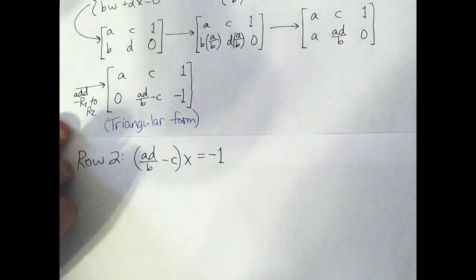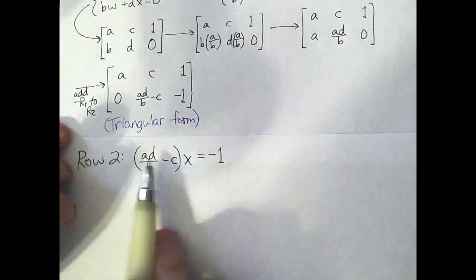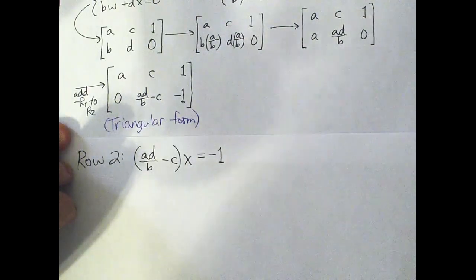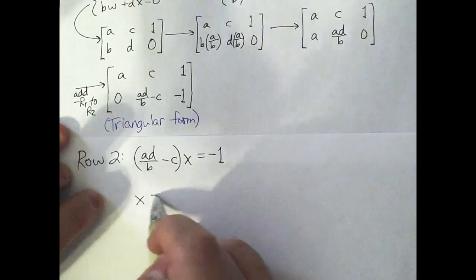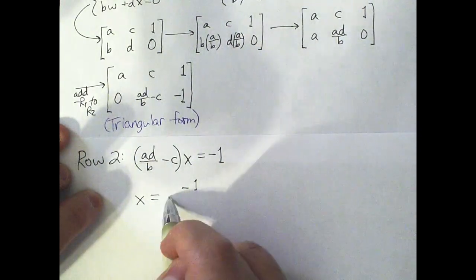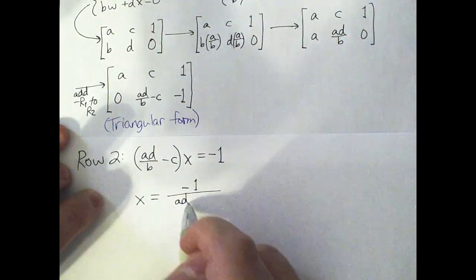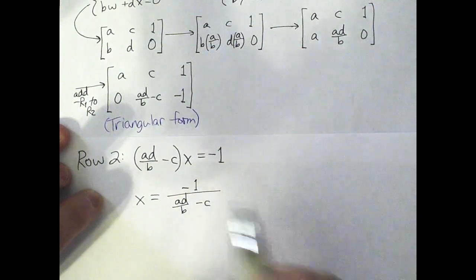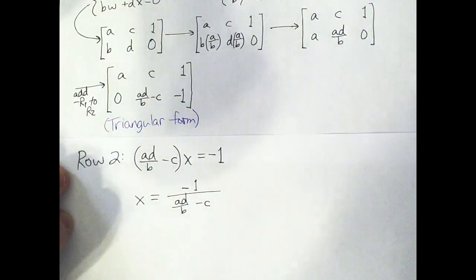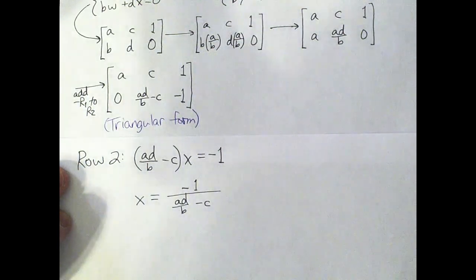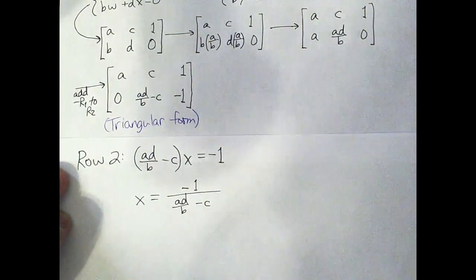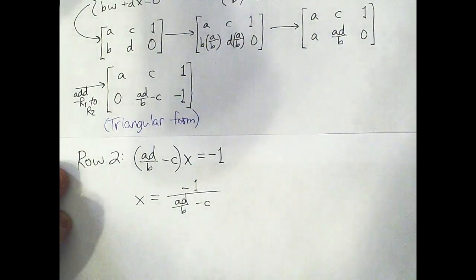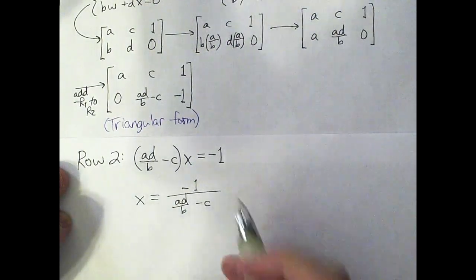Can we solve for X? Yeah, I think we could solve for X in terms of these other letters. So maybe we say X is -1 over AD over B minus C. Did we just do what we wanted? We said a few minutes ago that we wanted to find W, X, Y, and Z, and we would like to find them in terms of A, B, C, D. So we kind of just did it for one of them. We found X.